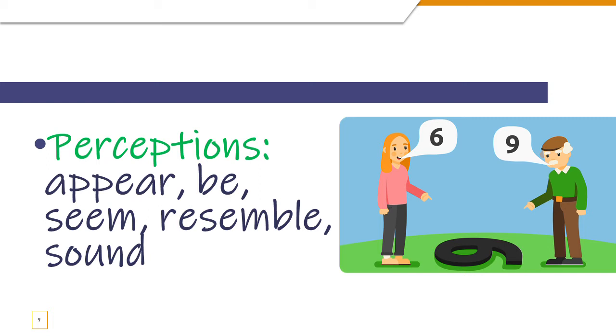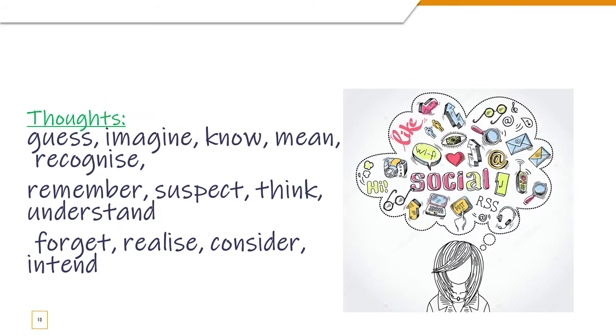So examples of stative verbs for perceptions are appear, be, resemble, seem, and sound. Okay, and at a more profound level, for advanced users, we also use stative verbs to talk about different kinds of thoughts. They are all stative verbs. Okay, so for example, guess, imagine.